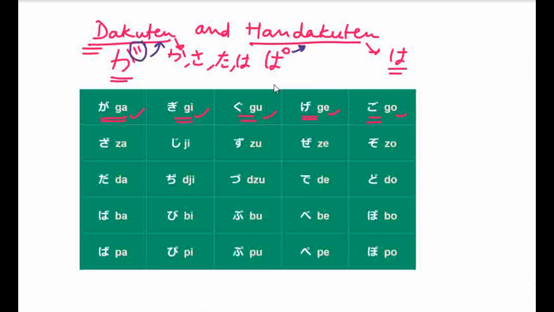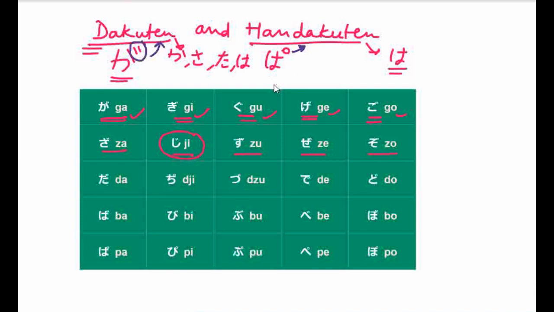In the Sa series, Sa becomes Za, Shi becomes Ji. See carefully, it's J, it's not Z. Su becomes Zu, Se becomes Ze, So becomes Zo. So: Za, Ji, Zu, Ze, Zo.